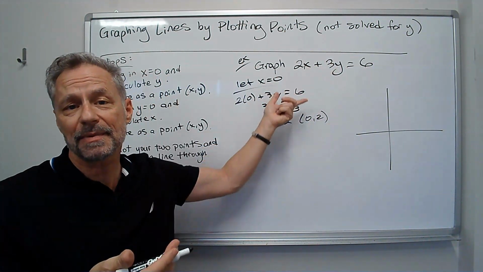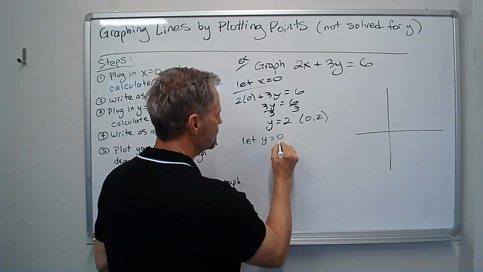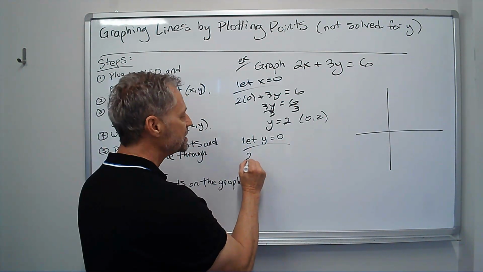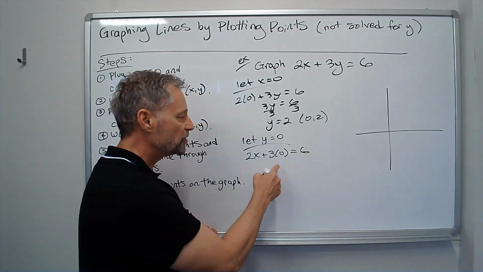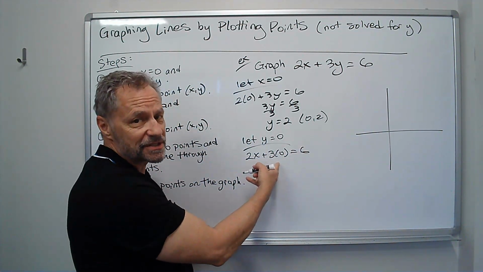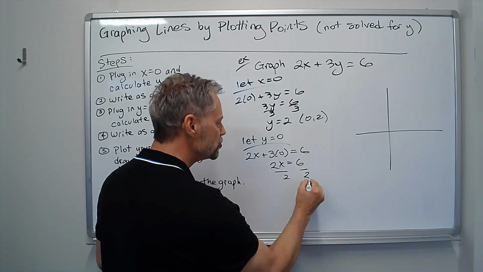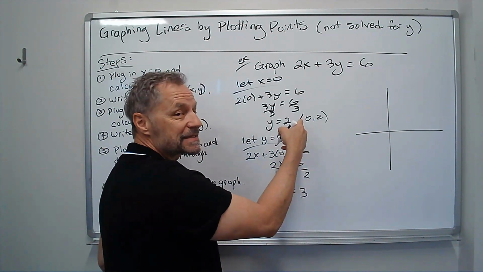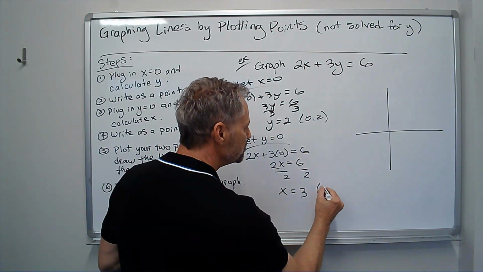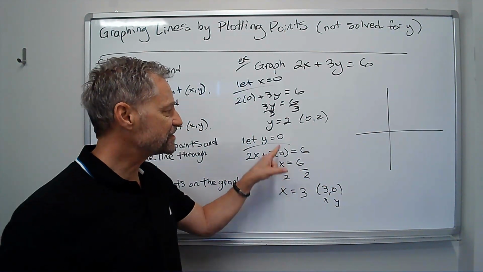And again, I can plug in another value for x, or I can plug in any value for y. I'm going to plug in y equals 0. So let y equal 0. Well, now I get 2x plus 3 times 0 equals 6. Well, 3 times 0 is 0. 2x plus 0 is just 2x. 2x equals 6. Divide by 2, I get x equals 3. So now I have the point. Remember, it's x comma y. This is the point (3, 0). Always in ordered pair, always x, then y.